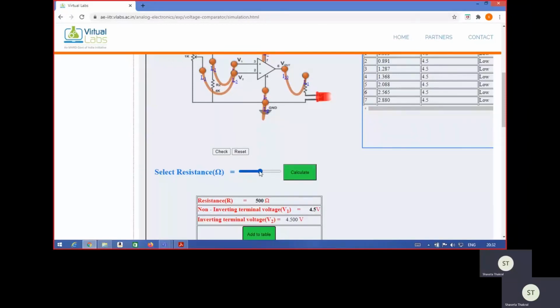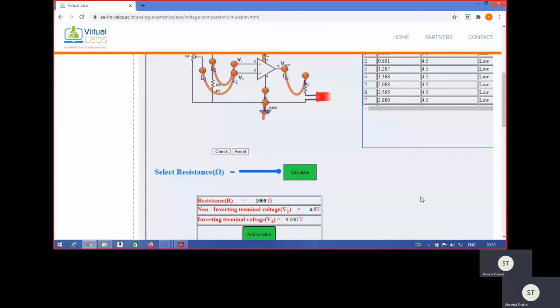and after that if we further change this value, then the value of input voltage will be greater than the reference voltage. So we can increase further. Calculate, add it to table. Now we can see input voltage is greater than reference voltage. Then we can further increase this, calculating and adding to the table each time.